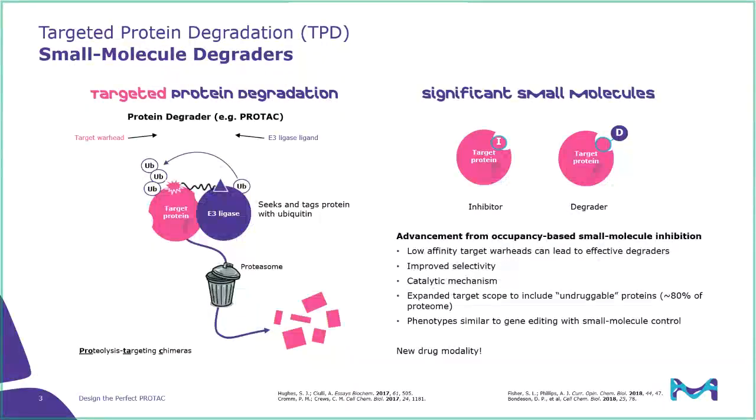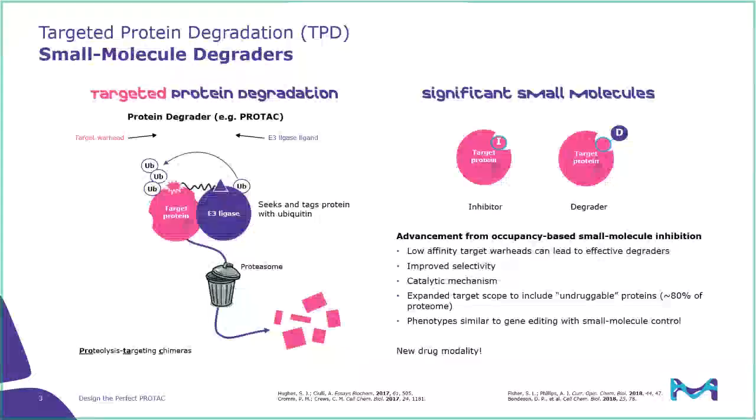It's through this process that we've really come to appreciate some of the advantages of degraders over traditional occupancy-based small molecule inhibition. For example, low affinity target warheads or inhibitors can lead to effective degraders. You can take a promiscuous inhibitor and turn it into a selective degrader. You can use lower concentrations of degraders because they work catalytically, meaning that one degrader will degrade one protein and then a next and a next and a next.